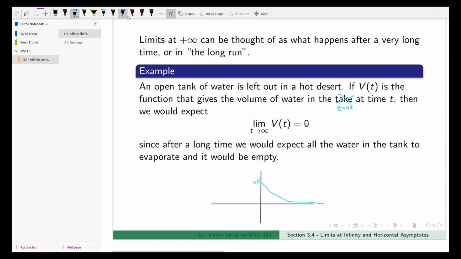And so what we're looking at is, as we send our inputs farther and farther to the right, what is happening to the outputs of the blue line? And we see that they're decreasing and they're approaching an output of 0. And so yes, we would expect the limit of v of t as t goes to infinity to be equal to 0. And this is the idea of a limit at infinity.